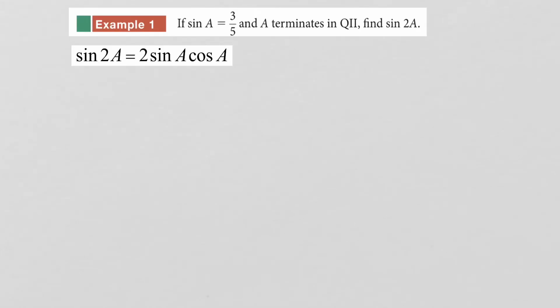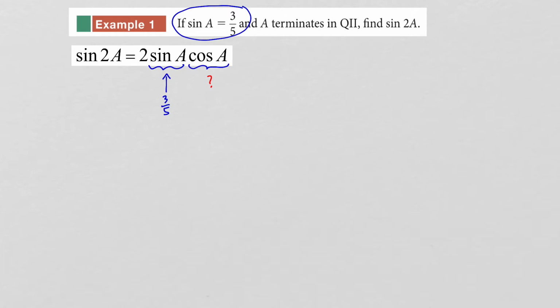In the first example, they ask us to find sine of 2a if we know that sine of a is 3/5 and angle A terminates in the second quadrant. So to find the sine of 2a, the first thing I want to do is put down the formula for the sine of 2a. Because this tells us that if we're going to find the sine of 2a, we need to know what the sine of a is and also what the cosine of a is. Now, they tell us that the sine of a is 3/5, right? Because that's given to us right here. But we don't know what the cosine of a is, so we need to figure that out.